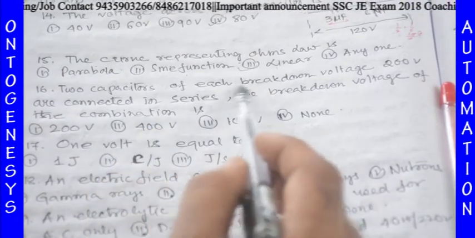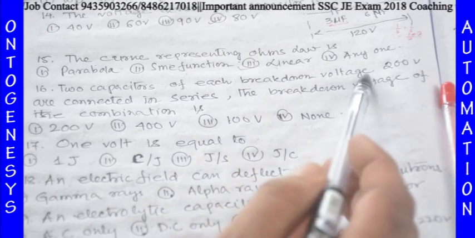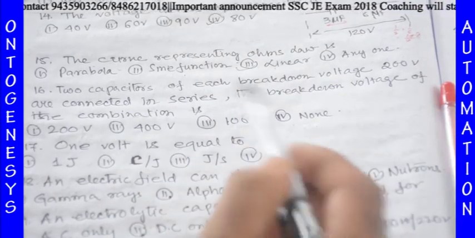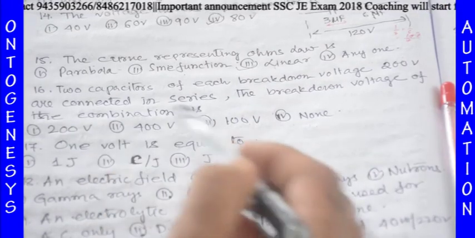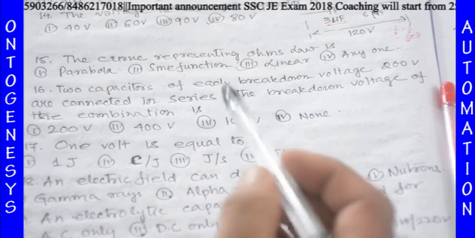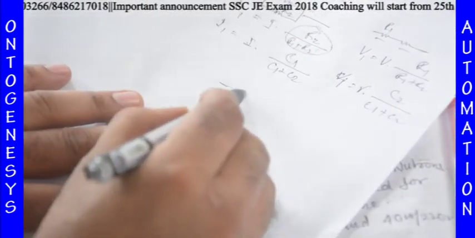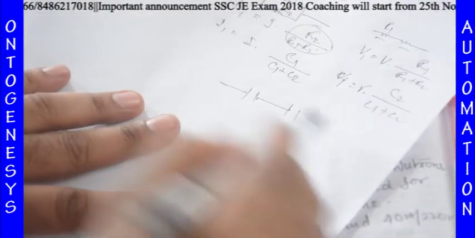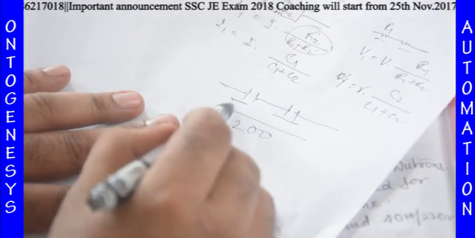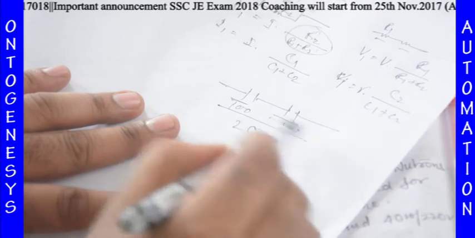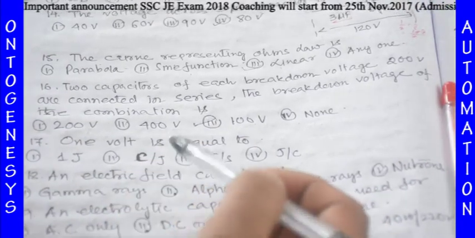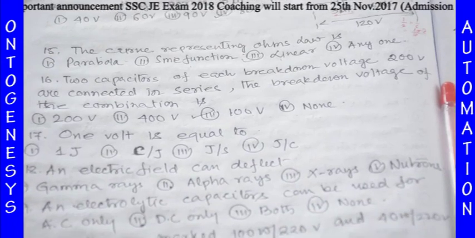Two capacitors, each of breakdown voltage 200, are connected in series. What will be the breakdown voltage of the combination? See, two capacitors are connected in series, with the same capacitance, so the voltage divides equally, and the breakdown voltage of the combination will be 200 volts applied, 100 volt across each, divided by 2.